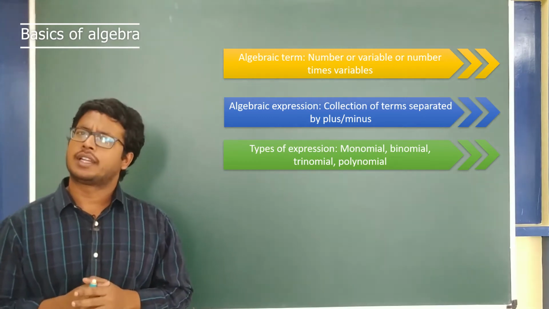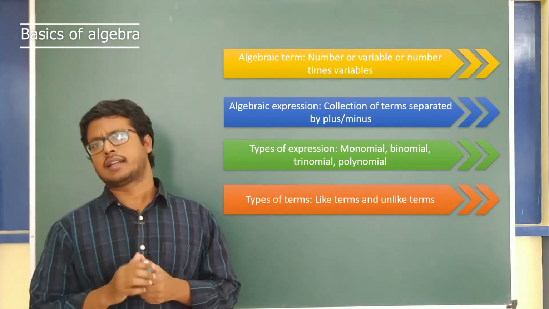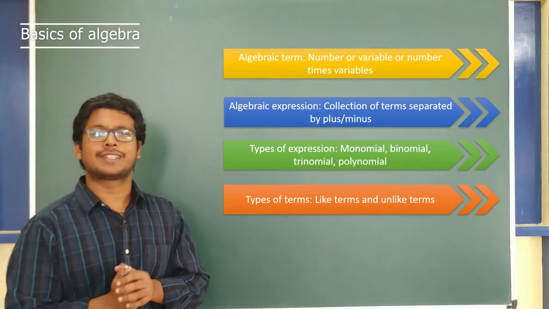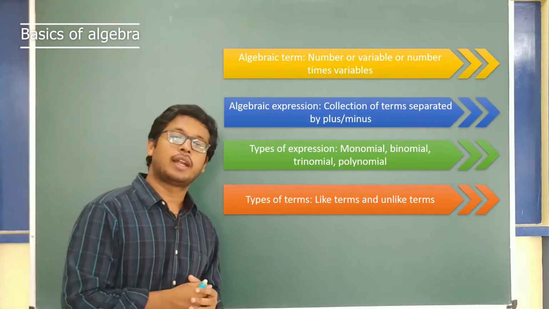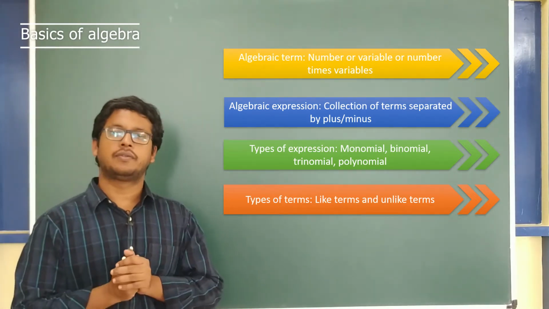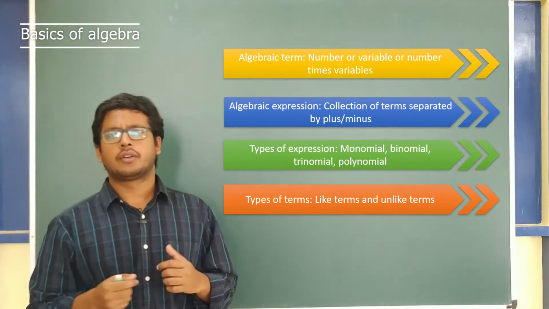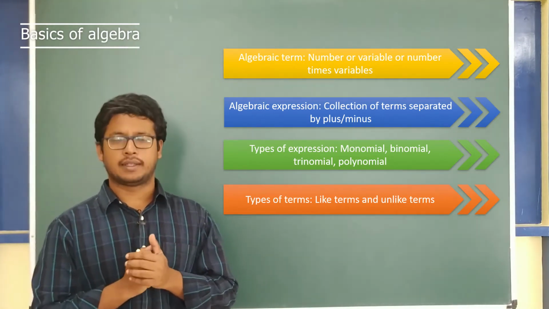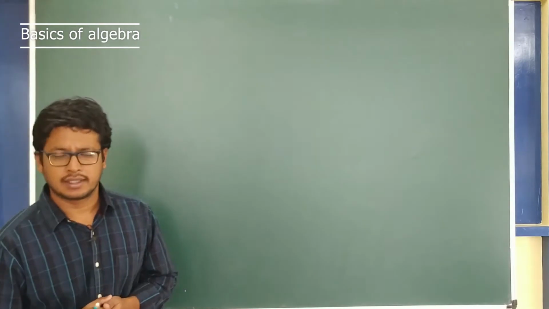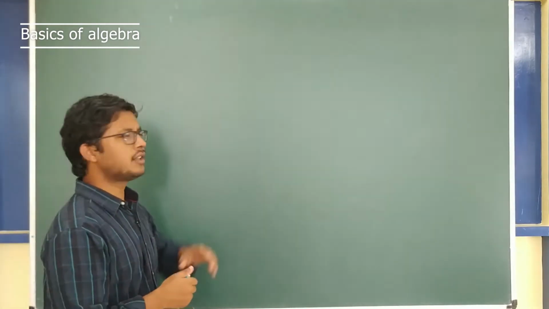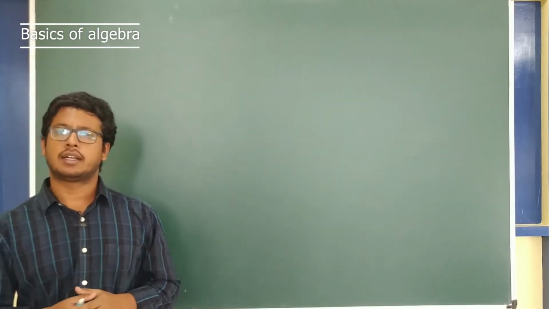And then we classified terms into like terms and unlike terms. Like terms are those terms which have the same variable, and unlike terms have different variables. Here the numerical coefficient does not matter. Alright. So based on this basics, we will study the operations that can be made on algebraic terms.